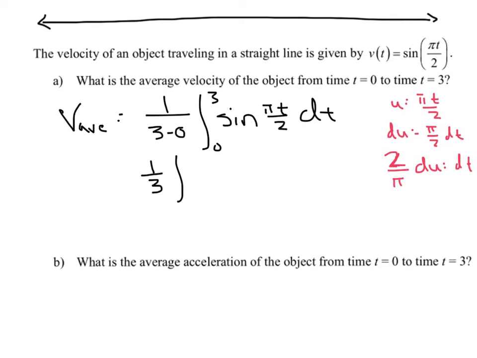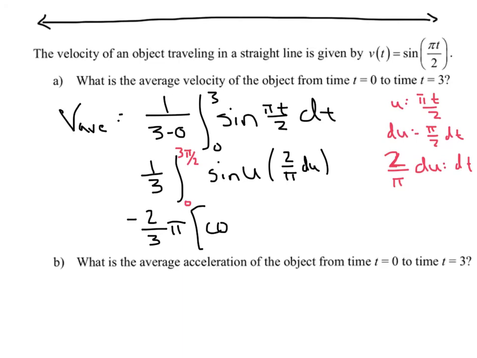The new lower bound is still 0. The new upper bound is 3 pi over 2. So we're changing those bounds so that they're in terms of u. And I've got the sine of u times 2 over pi du. Alright, so my new coefficient is 2/3 pi, kind of a squirrely rascal. The integral of sine of u is negative cosine u. Now here's a trick. We do not want to rewrite the antiderivative in terms of x because we've already adjusted the bounds, and so we need to just go ahead and plug those in.